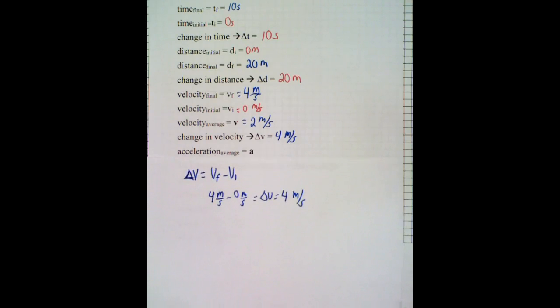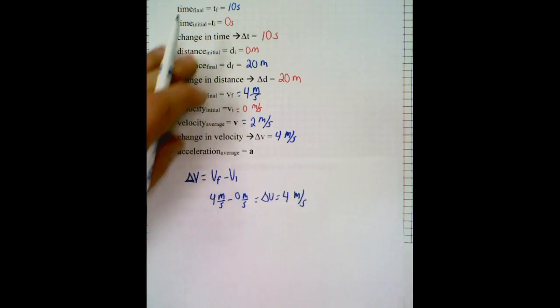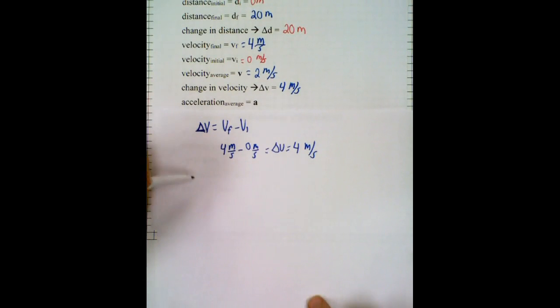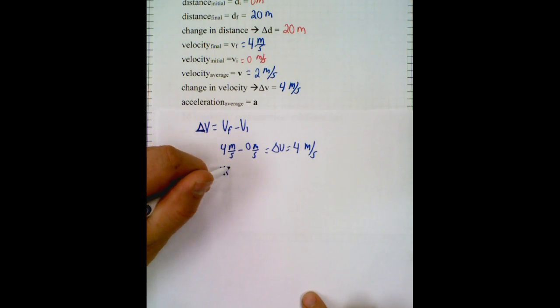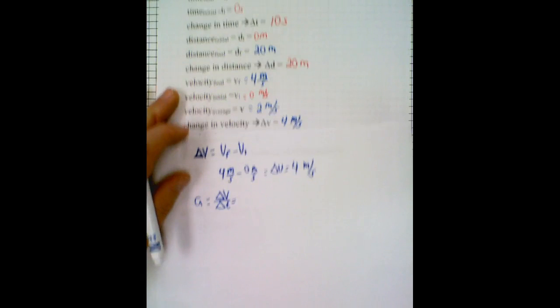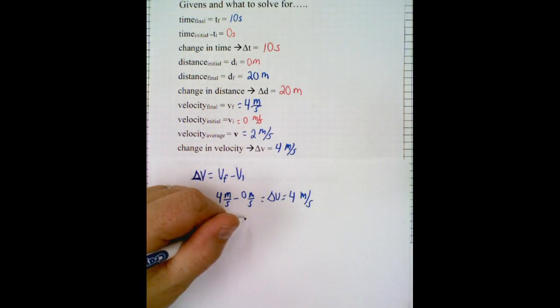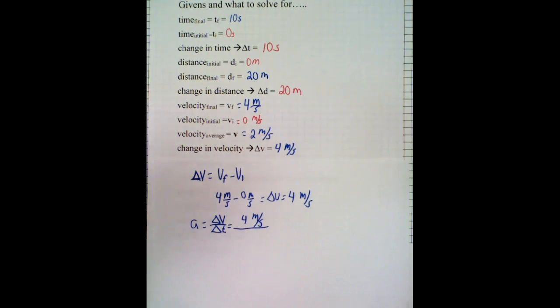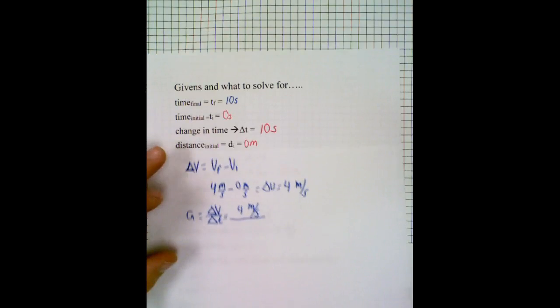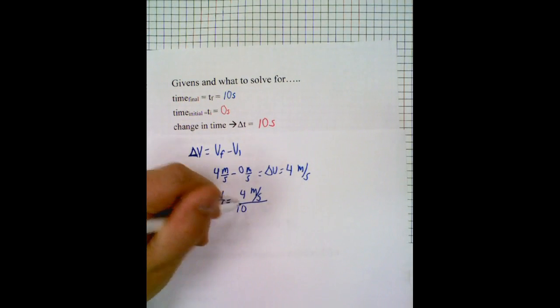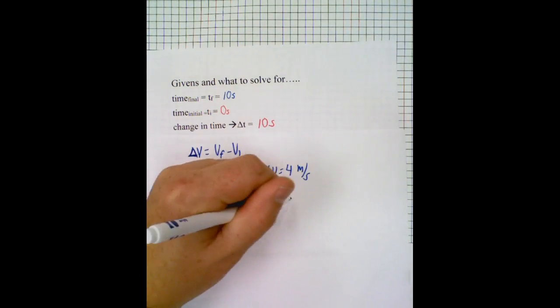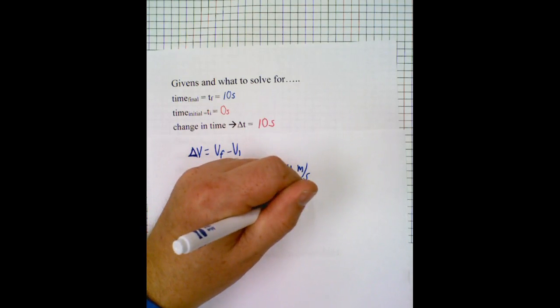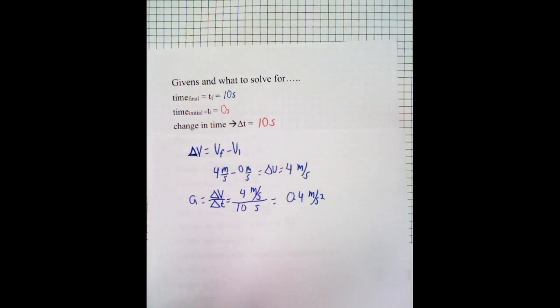Last thing we need to figure out was acceleration. Acceleration is, by definition, change in velocity over change in time. Do I know a change in velocity? Yes, I do. 4 meters per second. Do I know a change in time? Yes, I do. 10 seconds. I do this, and I end up with 0.4 meters per second squared. And that's it.